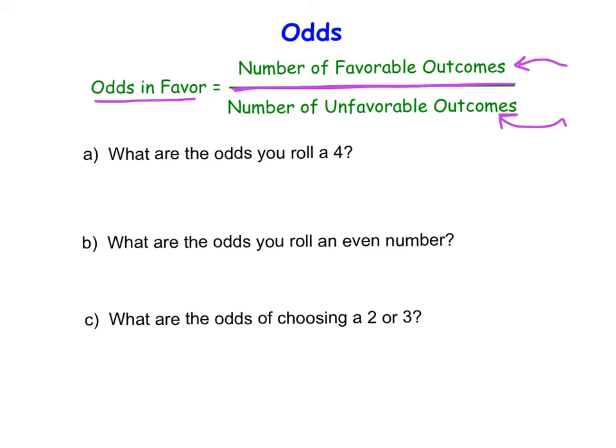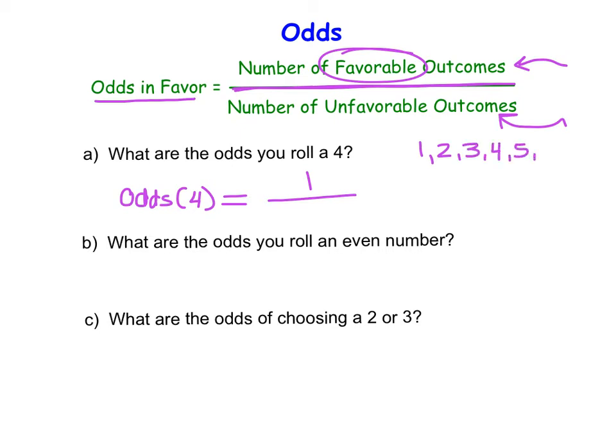Unfavorable outcomes means that the event is not going to occur. So let's look at this example here. It says, what are the odds that we roll a 4? So here my fraction is favorable in the numerator. If I'm rolling a normal 6-sided dice, the number of favorable outcomes is 1 because my options are 1, 2, 3, 4, 5, and 6. And if I want to roll a 4, that's my favorable outcome.